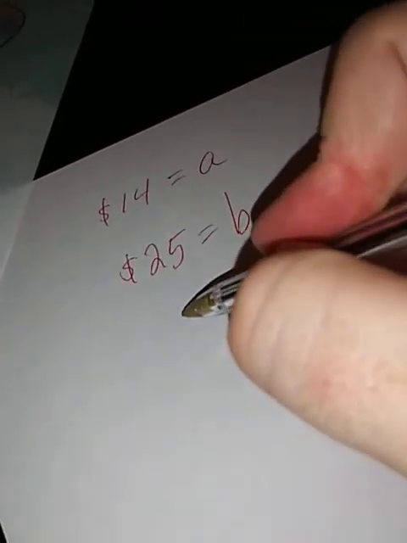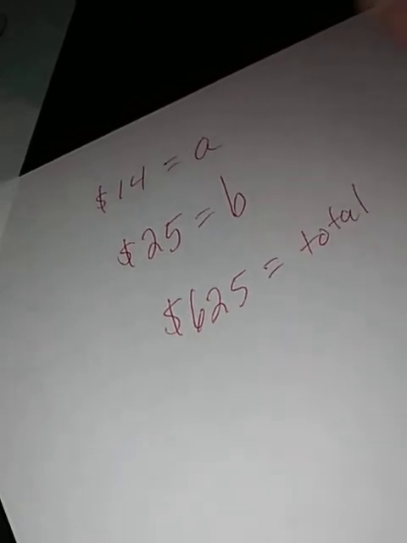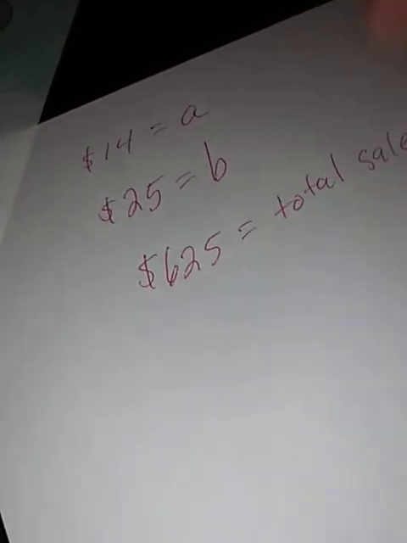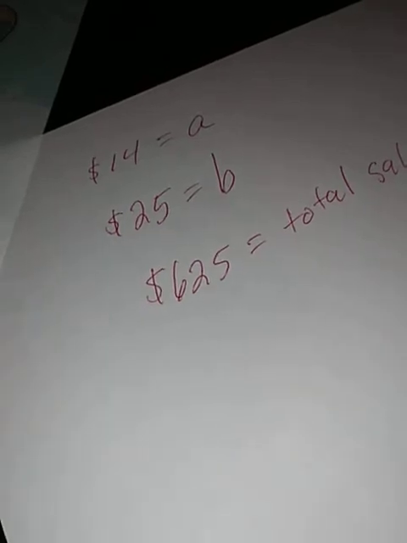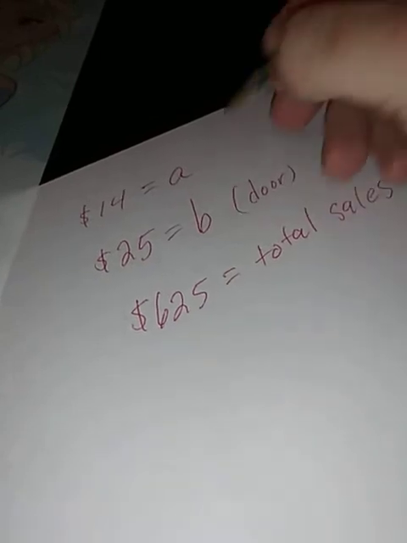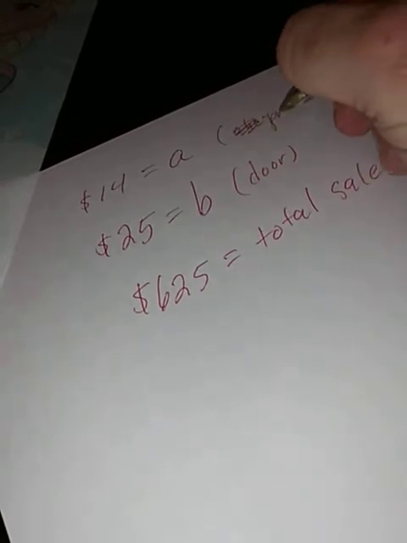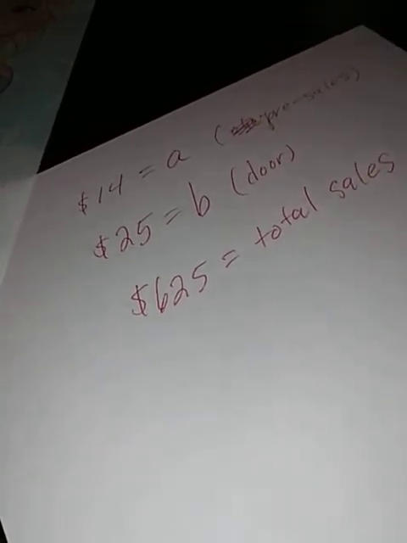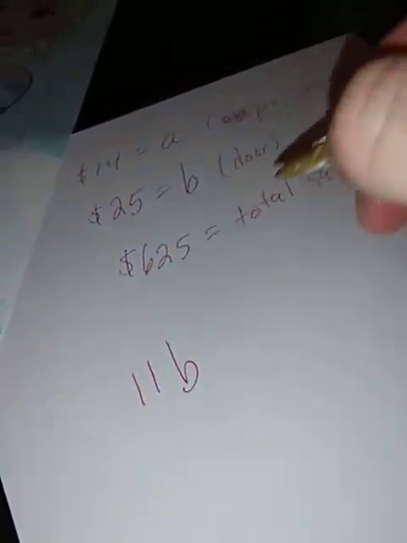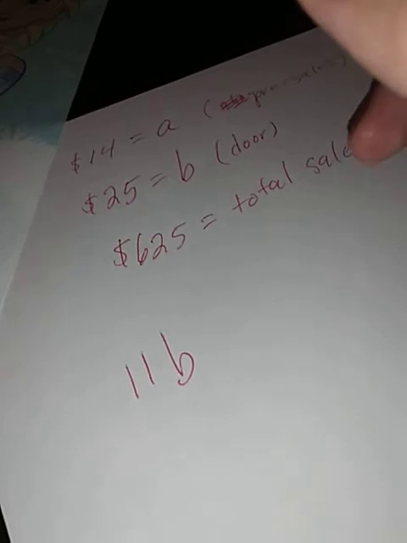The total was $625. $625 equals the total sales. If 11 purchased, so this is 11 were purchased at the door. This is what we call pre-sales, right? That's what they usually call it, pre-sales or whatever. These are your pre-sales, these are the door sales. So 11 were purchased at the door, 11B. How many tickets were purchased ahead of time?